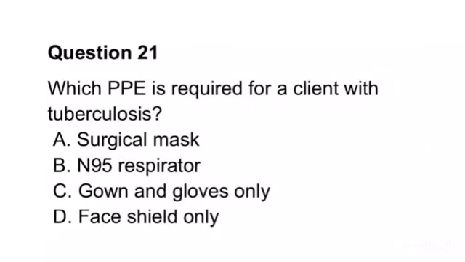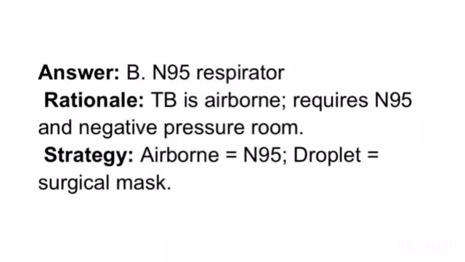Question 21. Which PPE is required for a client with tuberculosis? A. Surgical mask. B. N95 respirator. C. Gown and gloves only. D. Face shield only. Answer, B. N95 respirator. Rationale, TB is airborne, requires N95 and negative pressure room. Strategy, airborne equals N95, droplet equals surgical mask.